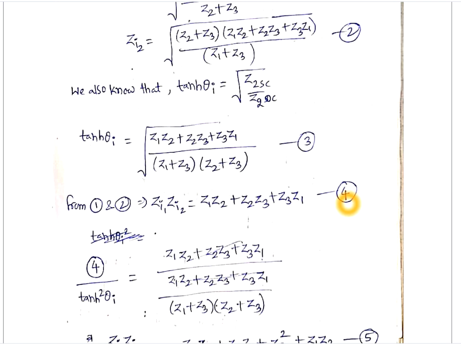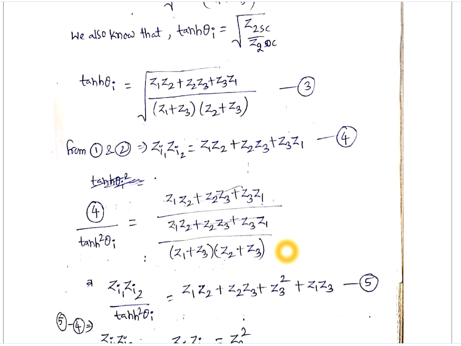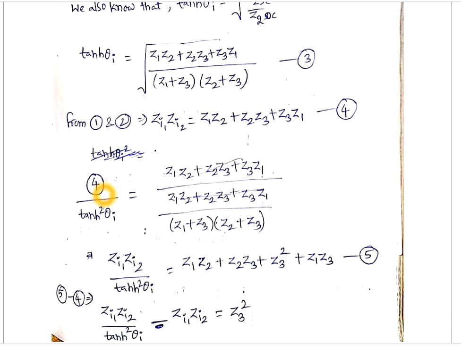Now if you consider this as equation number 4, divide 4 by tanh square theta. So what do you get here? You will get one equation, that is Z1 plus Z3 into Z2 plus Z3, right? So it is nothing but 4. What is 4? 4 is Zi1 Zi2, which is given there, right? So 4 is Zi1 Zi2 divided by tanh square theta, which we are getting as the product of these two, which can be written like Z1 Z2 plus Z2 Z3 plus Z3 square plus Z1 Z3, right?